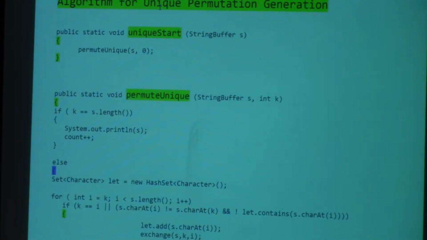If the character at I is not equal to the character at K, so that means that the ith character that I'm looking to exchange, K and I, if these characters are not equal to each other, and the letter contains the character at I. What does that mean?